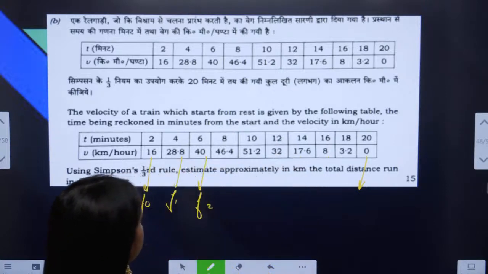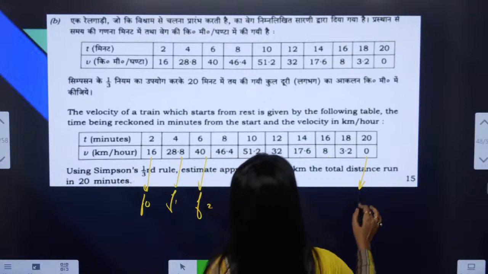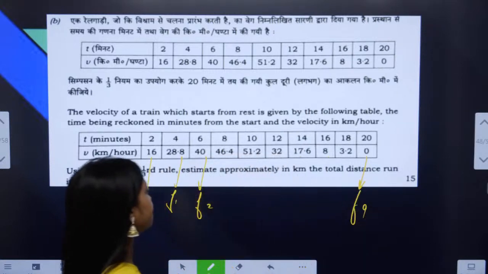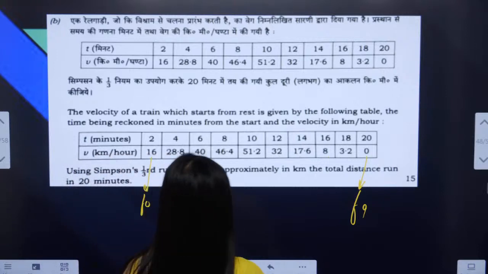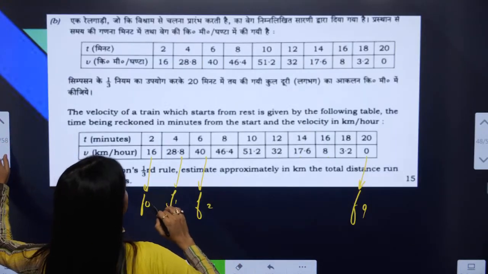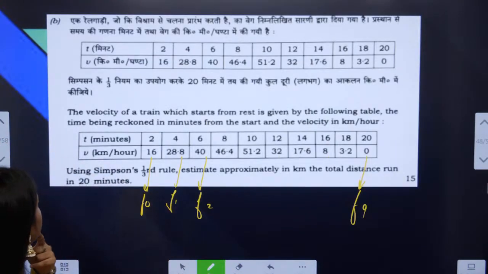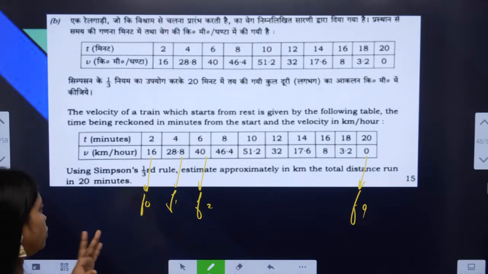So, we have no problem in there also. We have values till f9. So, what is the formula? You just need to memorize the formula for Simpson. The integration is from 0 to 20. The approximation is in kilometers, the total distance run in 20 minutes, so we have to calculate it from 0 to 20.